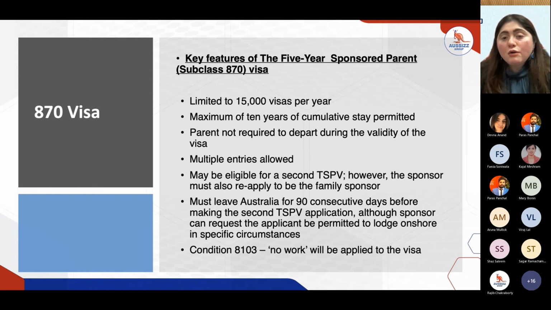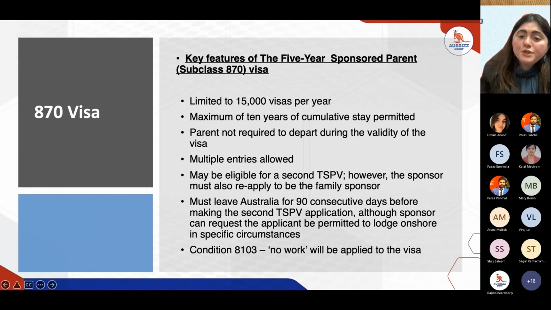Now, what are the key features of the 5-year sponsored parent visa? They have a limit of 15,000 visas per year, and a maximum of 10 years of cumulative stay permitted. Which means that once you have been granted the 870, parents can depart and come. You are allowed multiple entries. It is not a single entry, because some of the tourist visas have multiple travel and single entry. So 870, if you have been granted, you can travel up and down. There is no limit to it. You are free to enter and exit Australia.